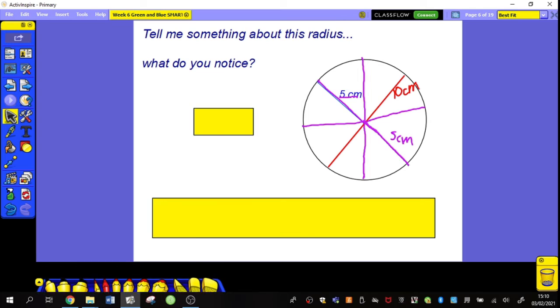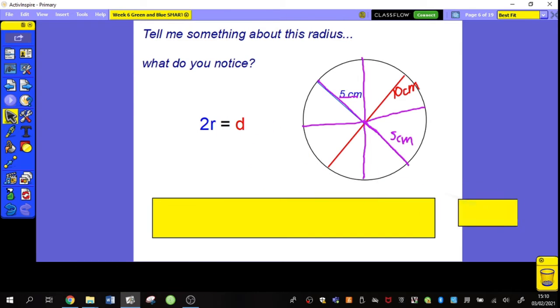Now I can remember this in a very simple formula: 2 times the radius equals the diameter. When I have a 2r together, it's a little bit algebraic, it just tells me 2 times r. And r we know stands for the radius today. So 2 times the radius is going to give me the diameter.